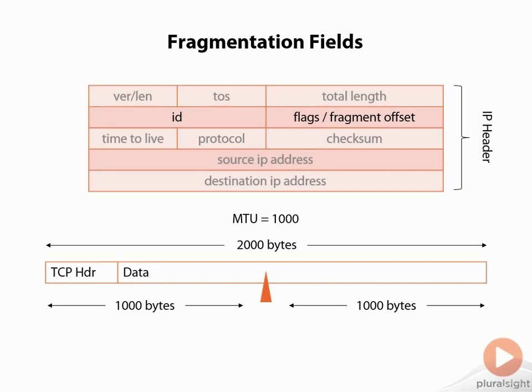transmission over the network. When a datagram is subject to fragmentation, the ID field in the IP header identifies the fragment with a unique identifier or number. The more fragments flag is turned on, and the fragment offset field is set to indicate the relative position of the data chunk within the overall datagram.